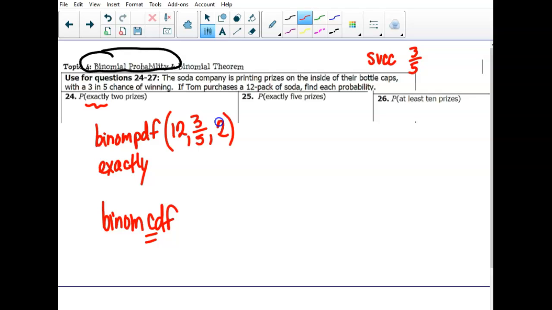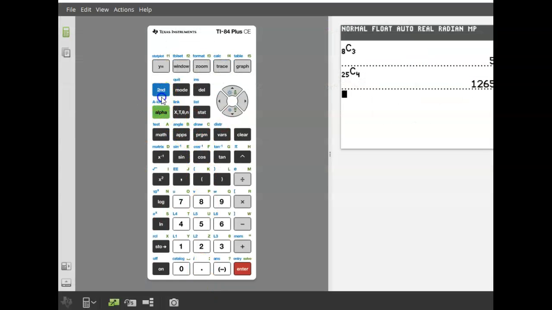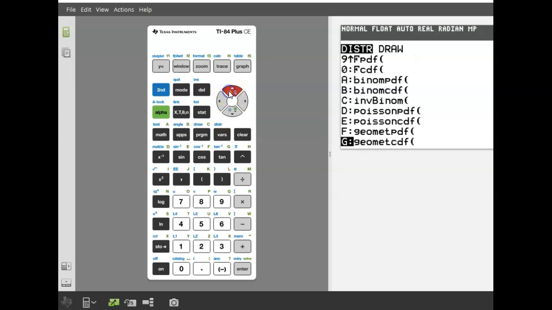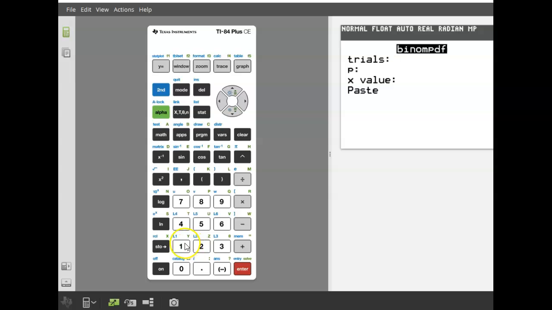Would be binom PDF, and that is under second vars, but you do have to scroll. It's not normal PDF. You got to scroll up or down until you find that binom PDF. So just watch not just the directions, but what it's in the little box. It will say this is the section on binomial stuff. I already forgot 12, 3/5, and 2.